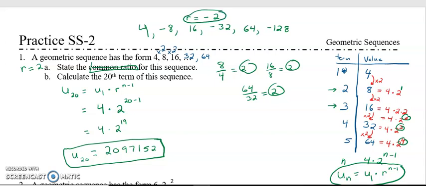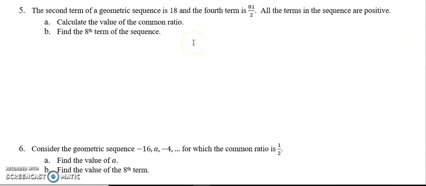So if we only know a couple of terms, we don't always know whether the common ratio is positive or negative. So sometimes we have to say that. Okay, so I'm going to scroll down here to number 5, and let's think about what our table would look like over here.